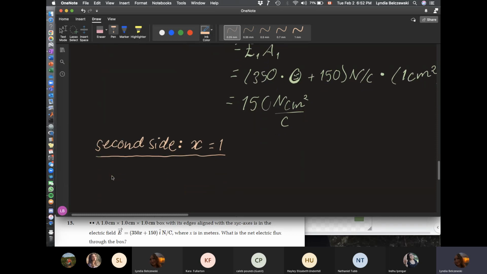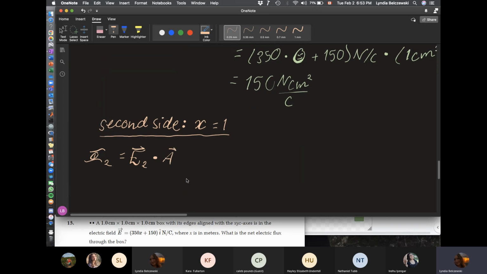Okay, so for the second side, we'll have the same type of process. The flux through side number 2 is going to be the electric field at the second value of x dotted with the second area. The dot product is just going to be the magnitudes of the two vectors again, because they'll be in the same directions as before. What does the symbol between the 350 and 150 stand for?